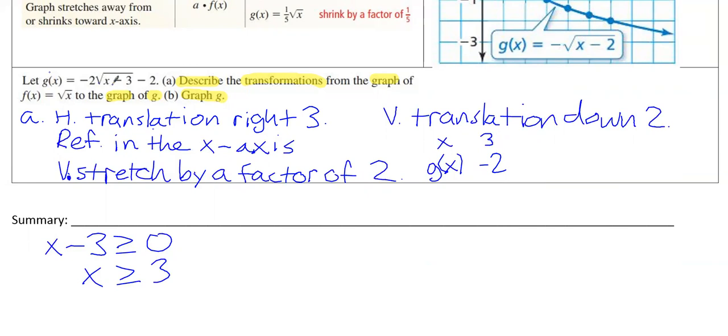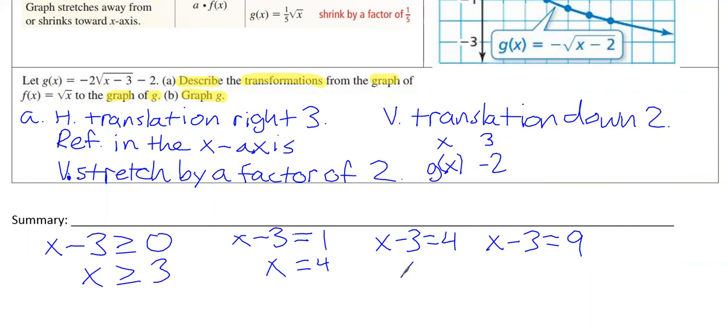But I'm going to be smart here. I want to choose x values where, if you evaluate what's inside the radicand, you get a perfect square. Well, let's see. What's the first perfect square after 0? X minus 3, I want that to be a perfect square. The next perfect square above 0 is 1. I also want x minus 3 to be the next perfect square above 1. That's equal to 4. And then I want x minus 3 to equal the next perfect square, which is 9. So then I'm going to solve for x. So I want x to be 4. I want x to be 7. And I want x to be 12.